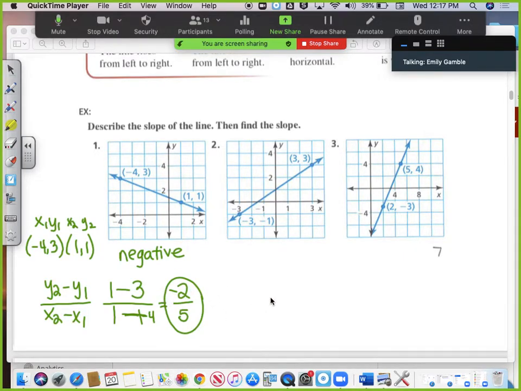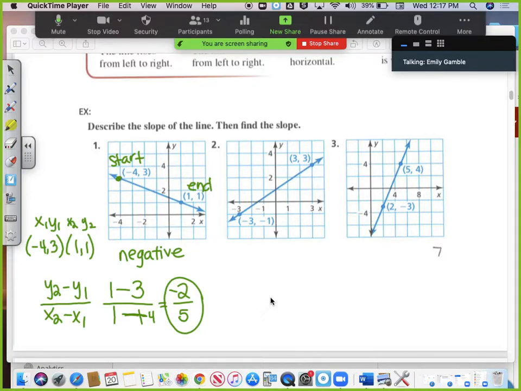You just are going to want to simplify it if possible. That's one way to find the slope of a line given a graph. The next way to find the slope is to start here at the point all the way to the left and try to get to the point all the way to the right. So I'm going to start here at this point.